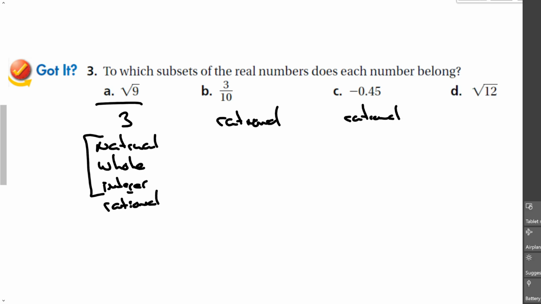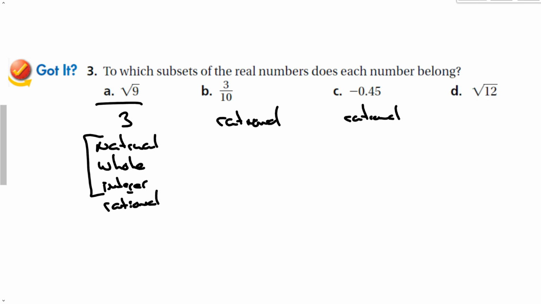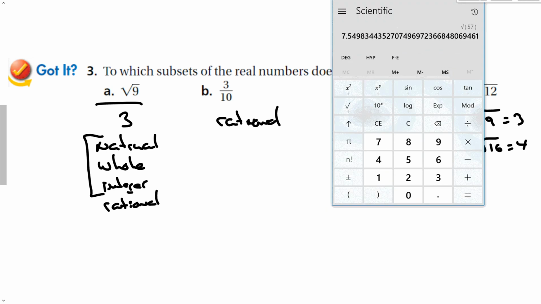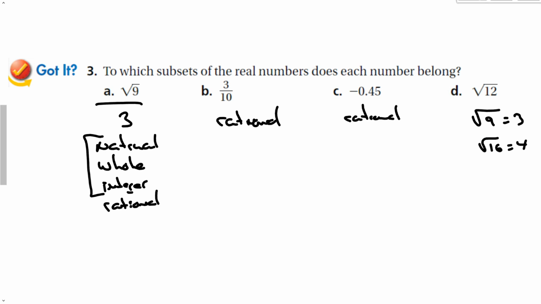And, whoops, sorry. And the square root of 12 is irrational because the square root of 9 is 3. The square root of 16 is 4. So it's somewhere in between there. If I needed to check, I could do it on my calculator and see that it does not work out. Okay? So that is irrational.